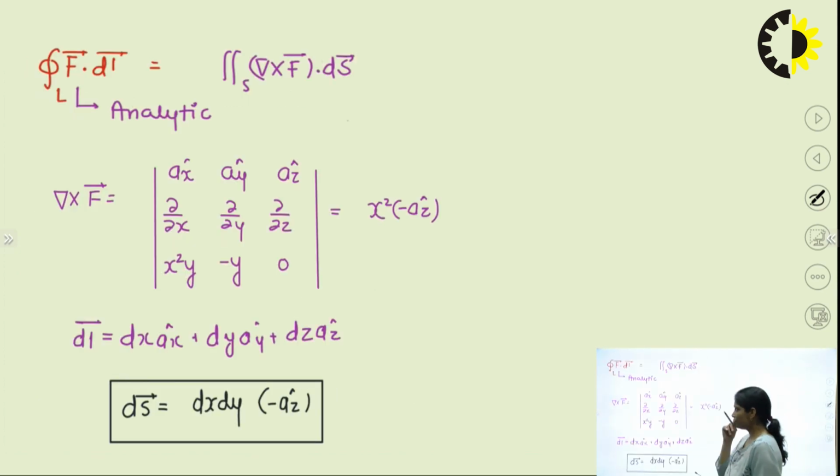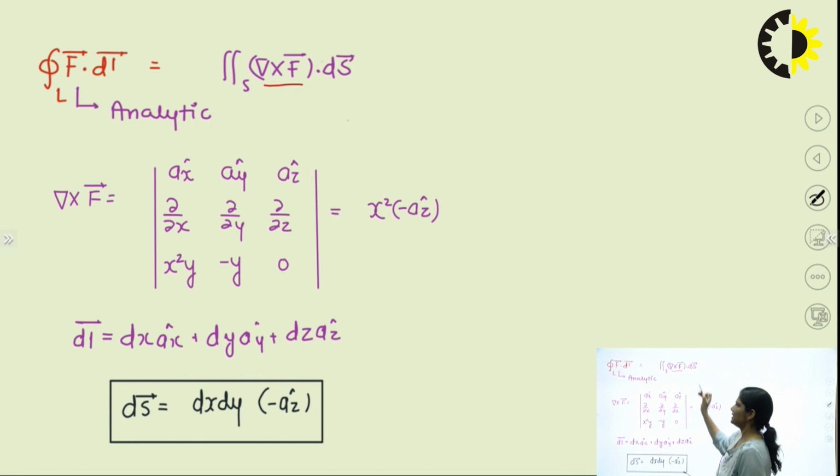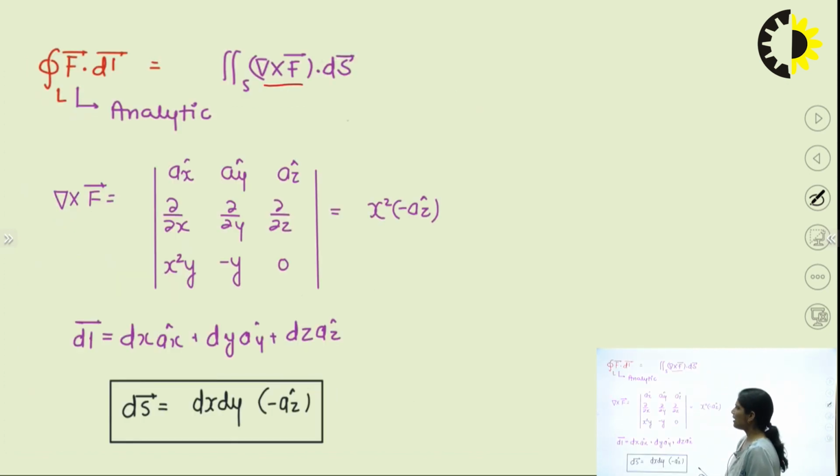Now here we have to apply Stokes theorem. The left hand side of Stokes theorem is the closed line integral of F dot dl, which is equal to the right hand side, del cross F, the curl of F, dot ds. So first we have to find the curl of F. Given F is equal to what? x square y unit vector of x minus y unit vector of y. So how can we write down the curl of F?